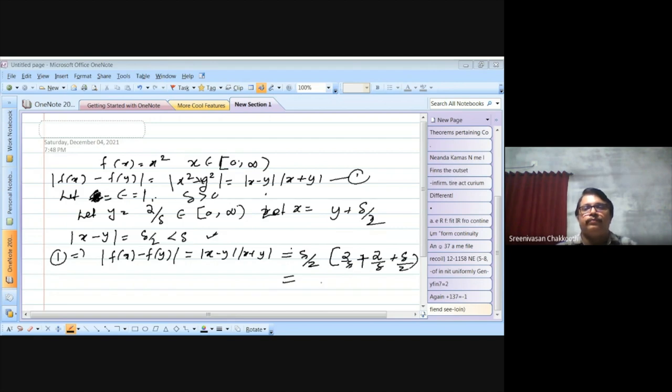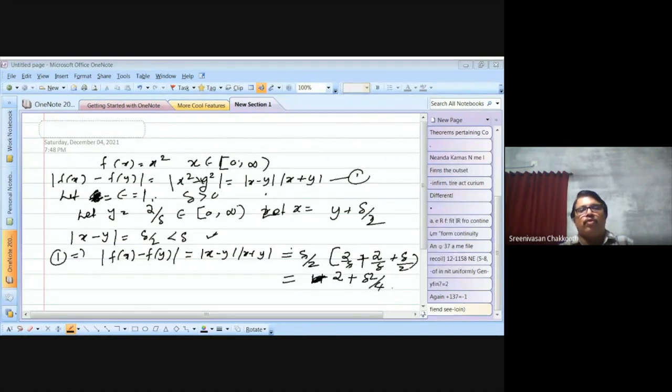So this is delta by 2 into 2 by delta, it is 1 plus, in fact 4 by delta into delta by 2, so it is 2 delta by 2 into 4 by delta, it is 2 plus this is delta squared by 4.